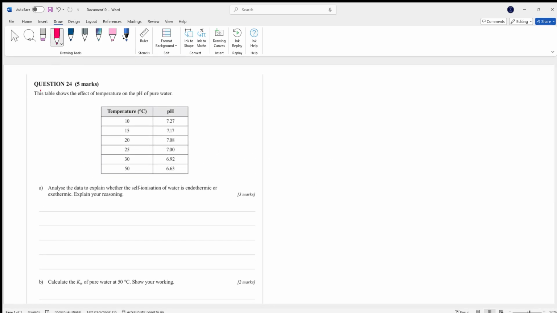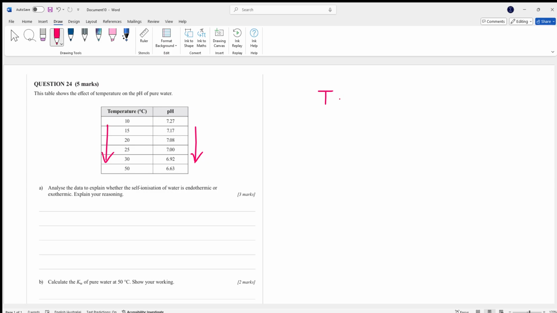So, question 24. This table shows the effect of temperature on the pH of pure water. As we can see here, we've just got to look at the general trend overall. Analyze the data to explain whether the self-ionization of water is endothermic or exothermic. Explain your reasoning. What we notice here is that as the temperature increases, the pH decreases.